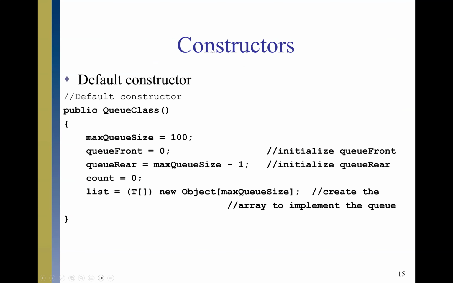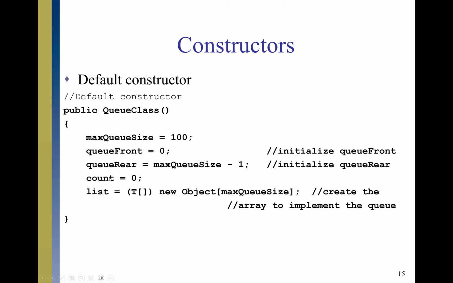So now let's go through the coding. First we have a default constructor for our Q class. In this case, we are doing the array implementation. So we set the max Q size to 100, so the array size will be 100. This is again the default constructor. We initialize the front to 0 and the Q rear to 99. The indexes are 0 to 99, 100 items.